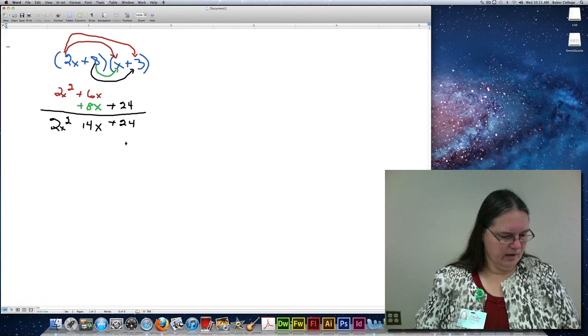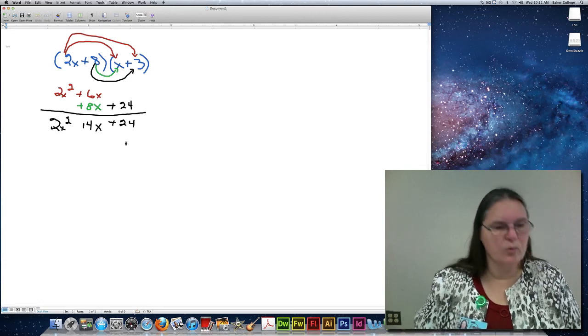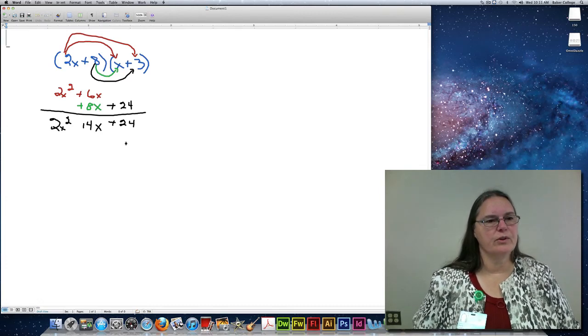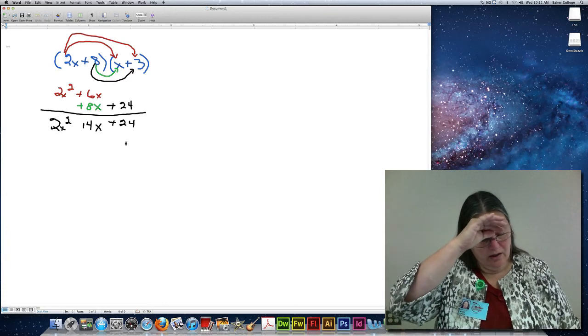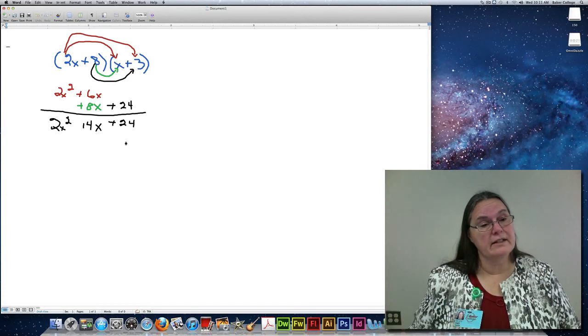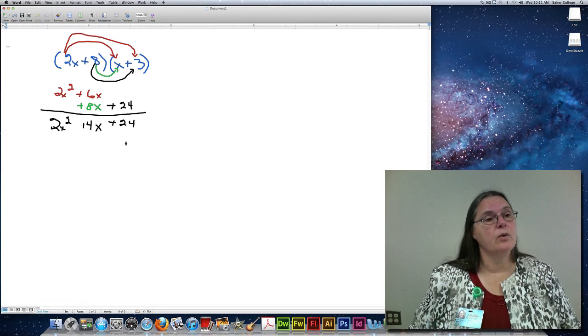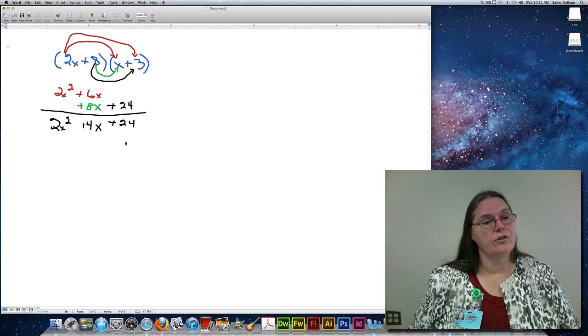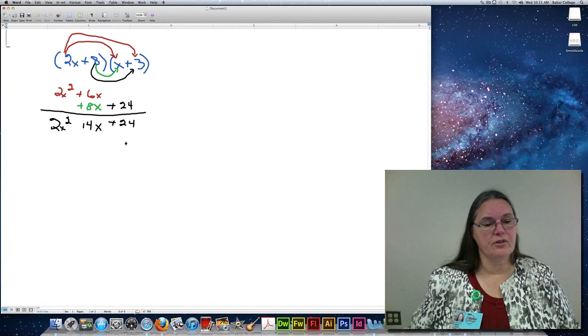So that's basically what we're doing in Chapter 6. We're learning to use, first we combined like terms, we're distributing and we're using the FOIL method. We're making sure that we follow the distributive property. That's really what Chapter 6 is about.